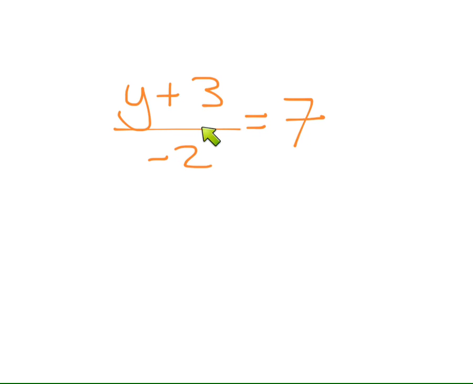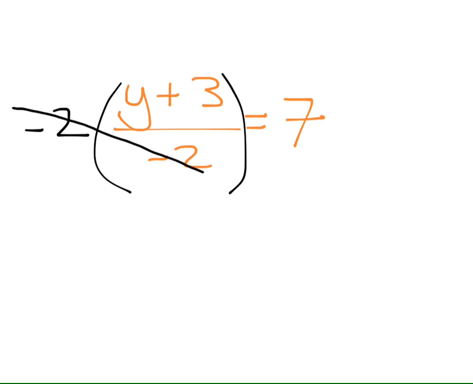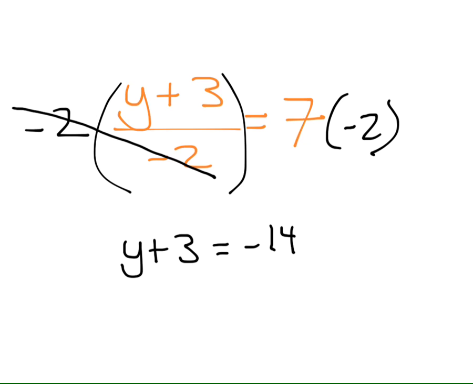Because I can't subtract 3 because I have this division as part of that problem. Right? The division is affecting everything. So I'm going to multiply here, but I'm going to multiply by negative 2. The reason is because when you multiply negative 2 divided by negative 2, it's going to become positive 1. So those two are going to divide out, which means I have to do the same thing on the other side. So I'm left with y plus 3, and on this side I'm left with negative 14.